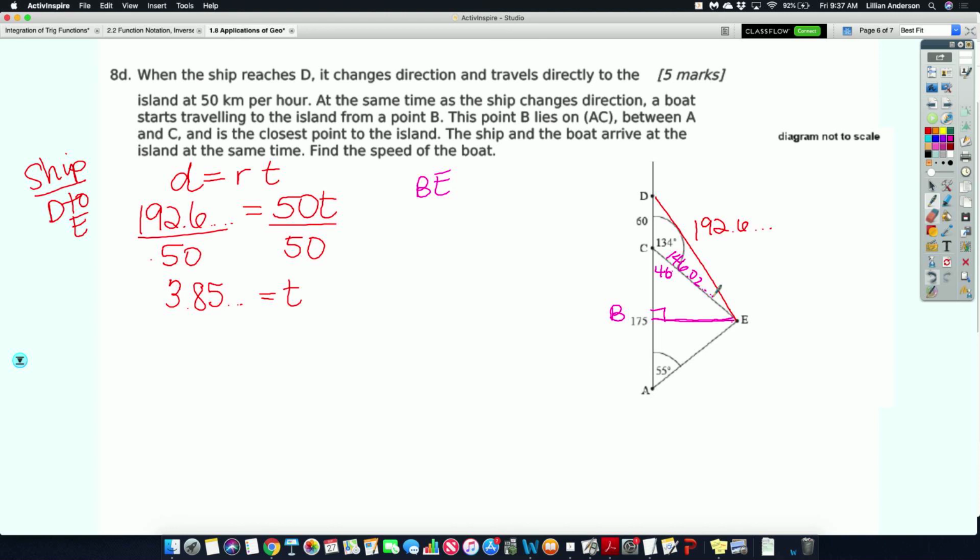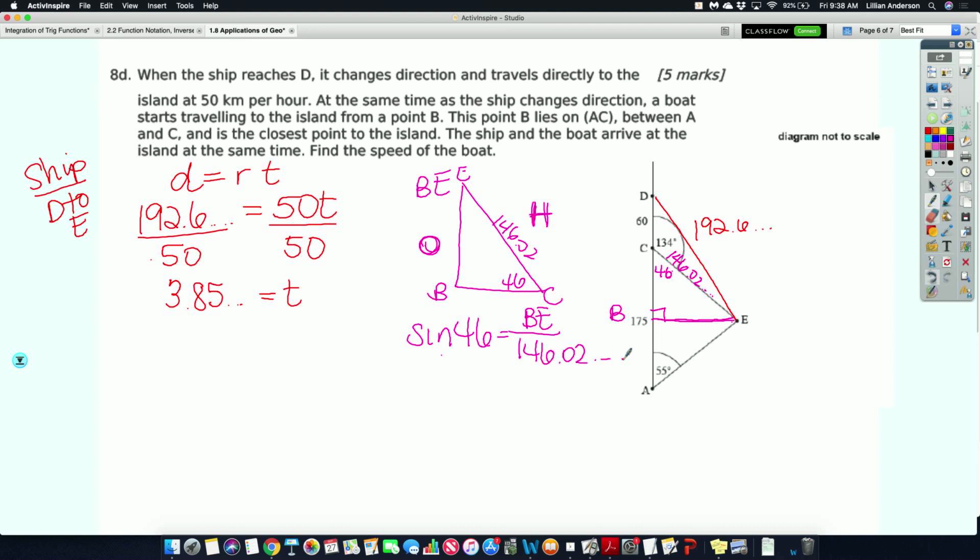Opposite. So I'm just going to redraw this real quick, just in case you can't see it. So to find BE, this is my opposite side, what I'm looking for, and the 146 is what? So what trig ratio am I going to use? Sine. So the sine of my angle is equal to my opposite side over my hypotenuse. Again, do not use the rounded answer, use the non-rounded answer to find BE. Do that now.